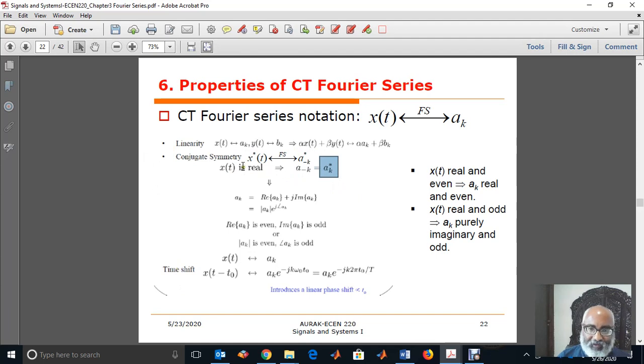By the way, all properties have the proof in the book, and you can follow from the textbook. And the other property, time shift property. If I have x of t, then time shift by t naught, I have x of t minus t naught. What happens to the a_k's? The a_k's will be phase shifted. No change in the magnitude of the a_k's. The absolute value stays the same, but there will be a phase shift. So the result will be a_k times e raised to minus jk omega naught t naught.